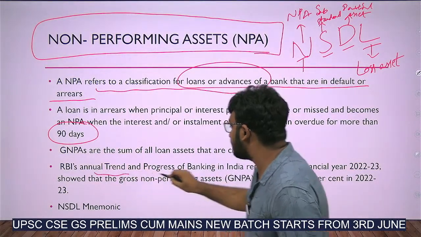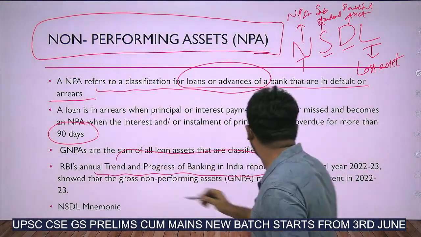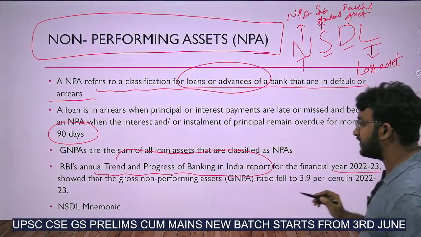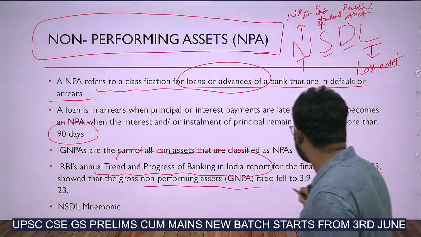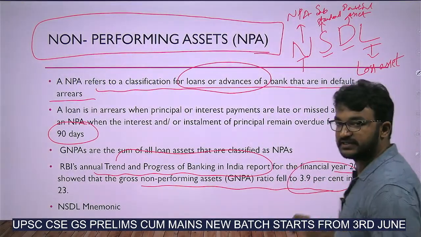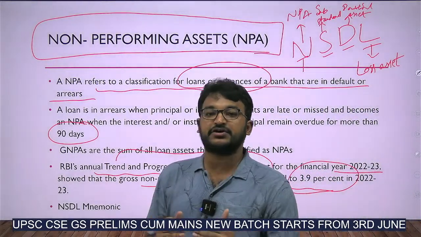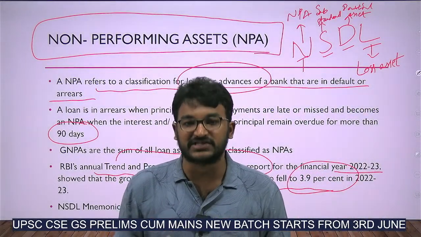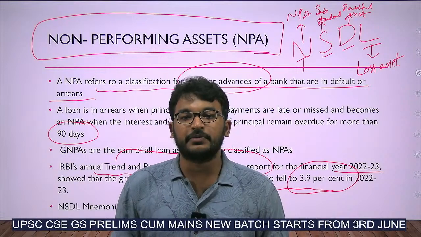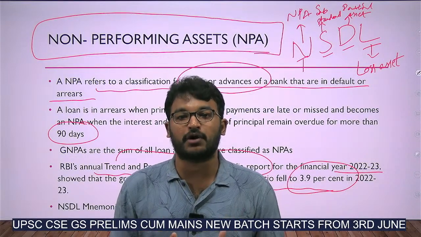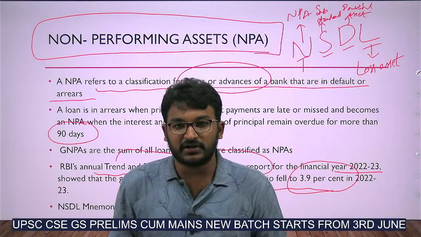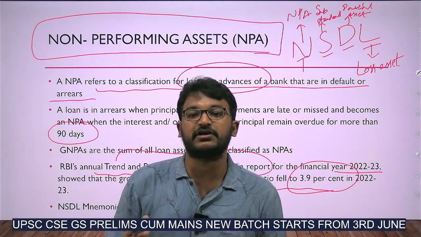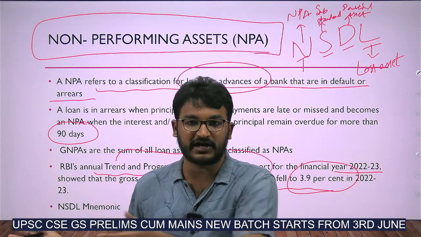As per RBI's annual Trend and Progress of Banking in India report for the financial year 22-23, the gross NPA ratio fell to 3.9%. NPA ratio reduced to 3.9%. It is a very good sign for India. Why? Because there will be no twin balance sheet problem, the economy will be doing good, and there will be more resources for giving loans to further people, right?